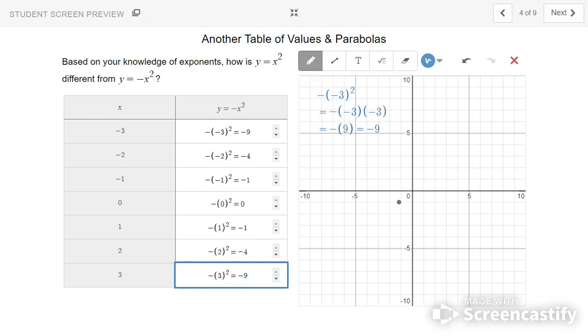Let's plot these points on our graph. So -3 and -9. -2 and -4. -1 and -1, 0, 0, 1, -1, 2, -4, and finally 3, -9. We have all the dots for our curve.